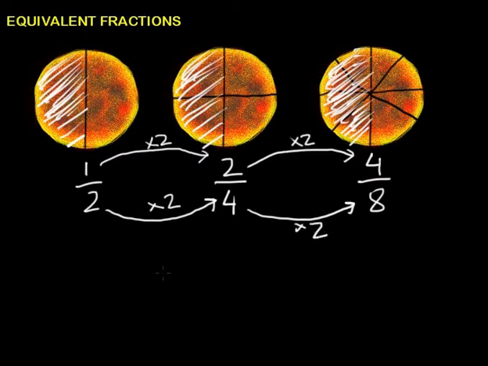So we reach a result that if the numerator and the denominator of a fraction are multiplied by the same number, the fraction we get in result is an equivalent fraction. Now let's have a look at one more example.